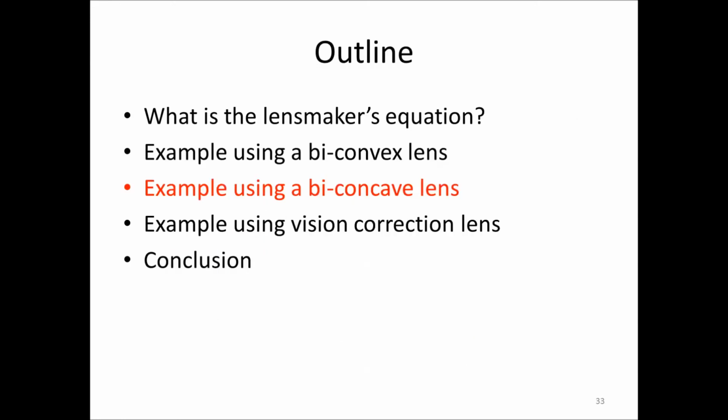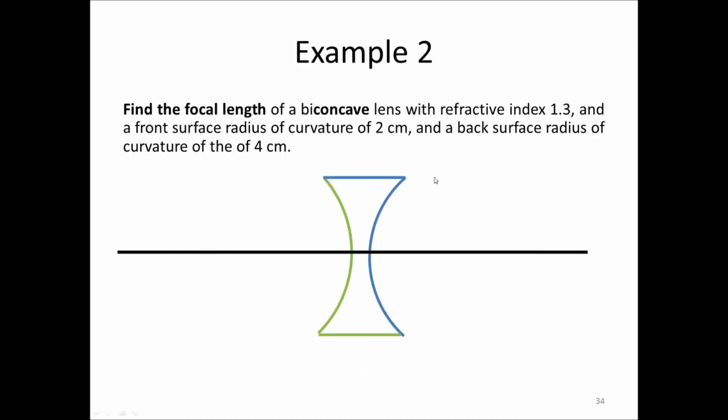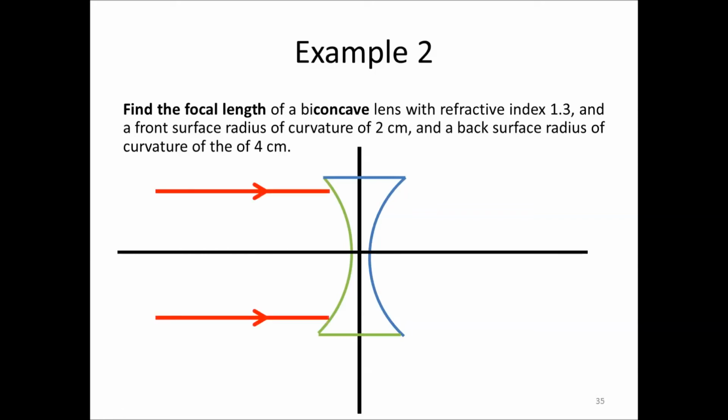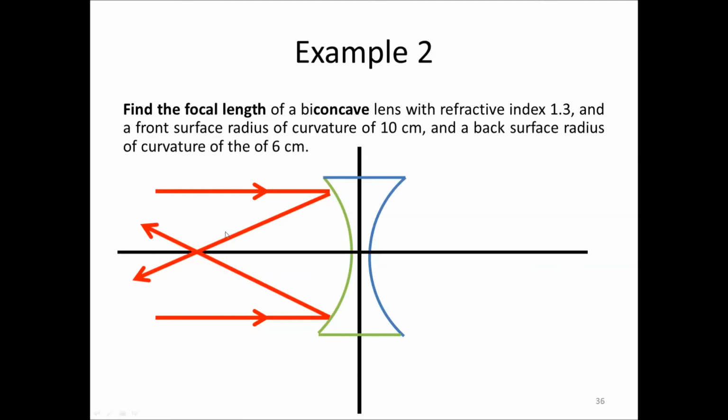Now, in this example, we're going to use a biconcave lens. So now the surfaces are going to be concave inwards. The refractive index will be 1.3. The radius of curvature will be 2 centimeters for the front surface, and for the back surface, it'll be 4 centimeters. Now, intuitively, just to keep in mind, if we have parallel rays coming into this lens, and this is the vertical axis through the lens, they're going to diverge as if from a point behind the front surface. So in this case, the focal length will be negative.